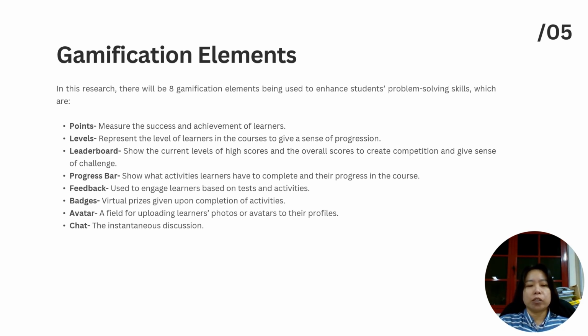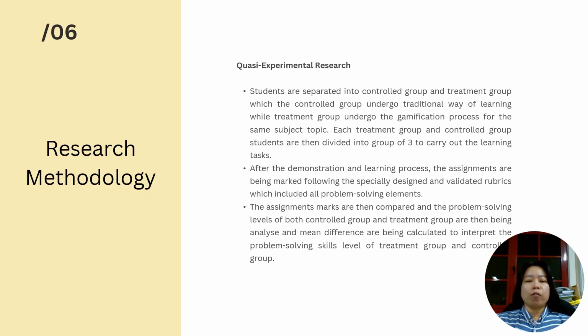Point measures the success and the achievement of a learner. Level represents the level of the learner in the course to give a sense of progression. Leaderboard shows the current level of high score and the overall score to create competition and give a sense of challenge. Progress bar shows what activities the learner has to complete and their progress in the course. Feedback is given to engage the learner based on the test and the activity. Badges are visual prizes given upon completion of an activity. Similarly, avatar is a field for uploading the learner's photo or avatar to their profile, and chat is for instantaneous discussions.